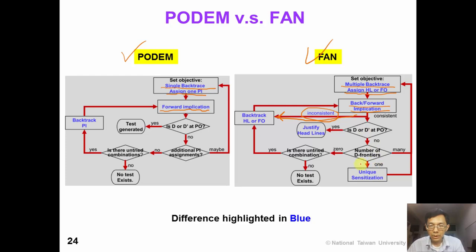And when we perform D-propagation, the FAN algorithm also checks the number of D-frontiers. If there is only one D-frontier, we will check the unique sensitization. The PODEM algorithm does not consider the unique path sensitization. When we backtrack, the FAN algorithm can backtrack to either headline or fan-out stem, but the PODEM algorithm only backtracks to the primary input. When we finish the test generation, the FAN algorithm justifies the headline. However, the PODEM algorithm does not support the concept of headline.